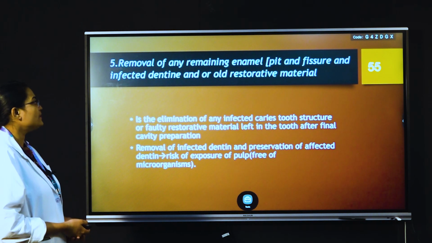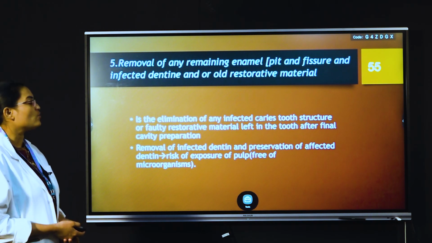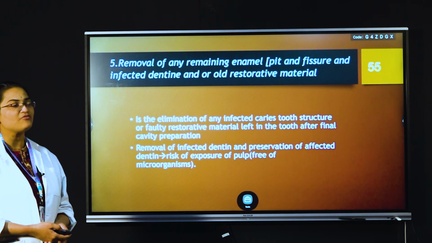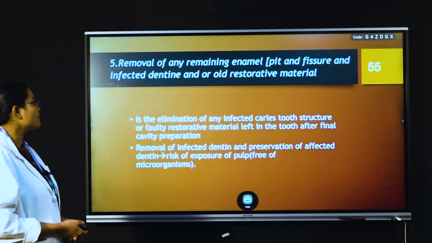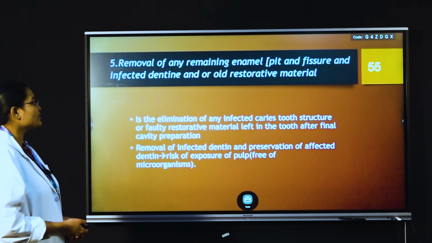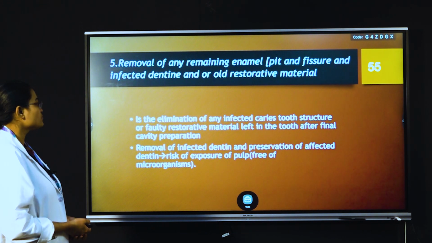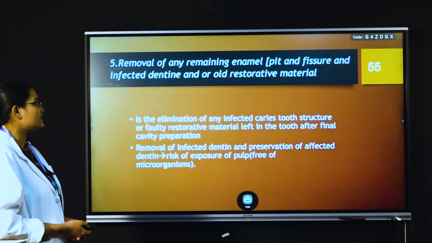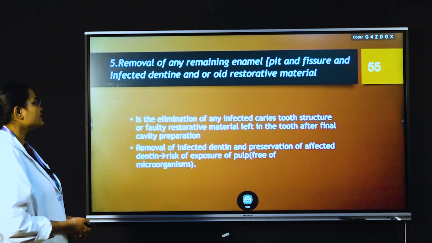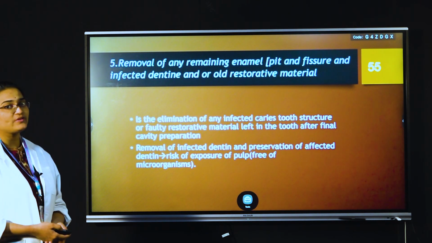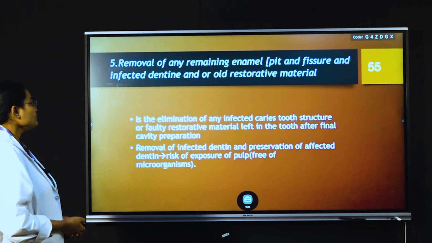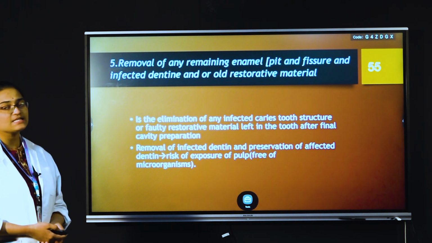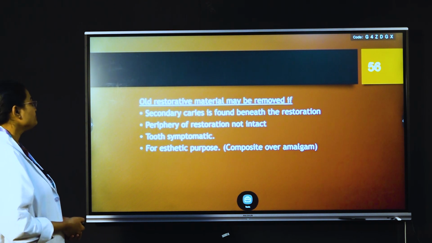The fifth one, which comes under the first point of the final preparation stages, is the removal of any remaining enamel, pit and fissure, and infected dentin or old restorative material which is remaining after the initial cavity preparation is done. So it involves the elimination of any infected caries in the tooth structure or faulty restorative materials left in the tooth, and removal of infected dentin and also preservation of the affected dentin, as we have to decrease the risk of exposure of the pulp.